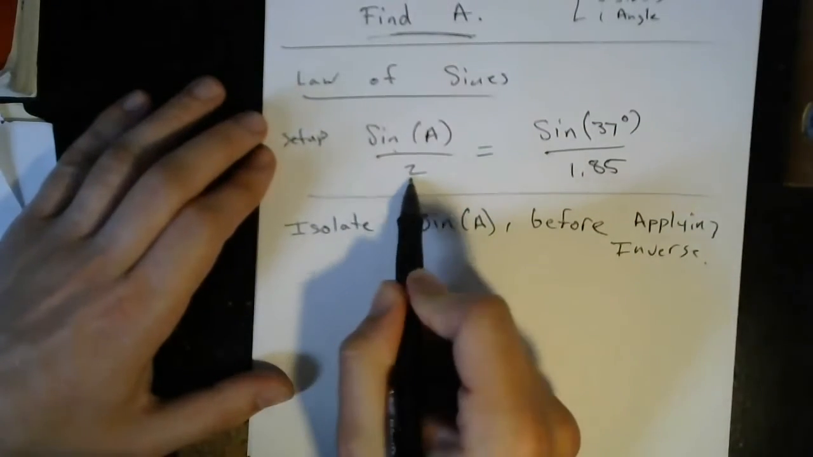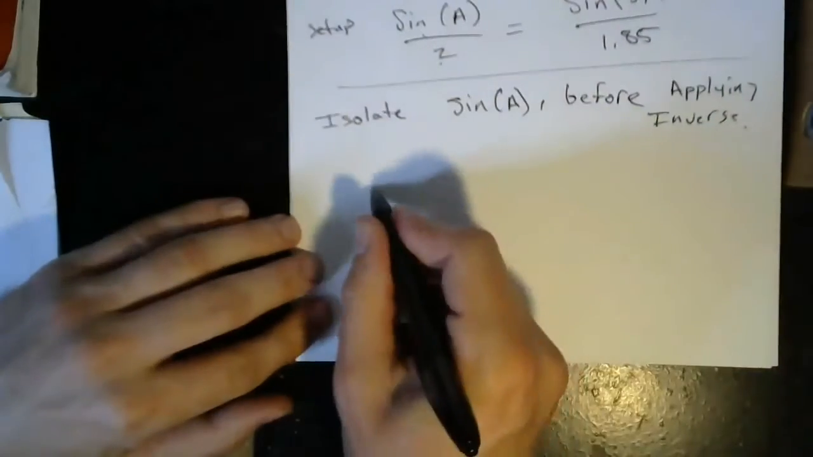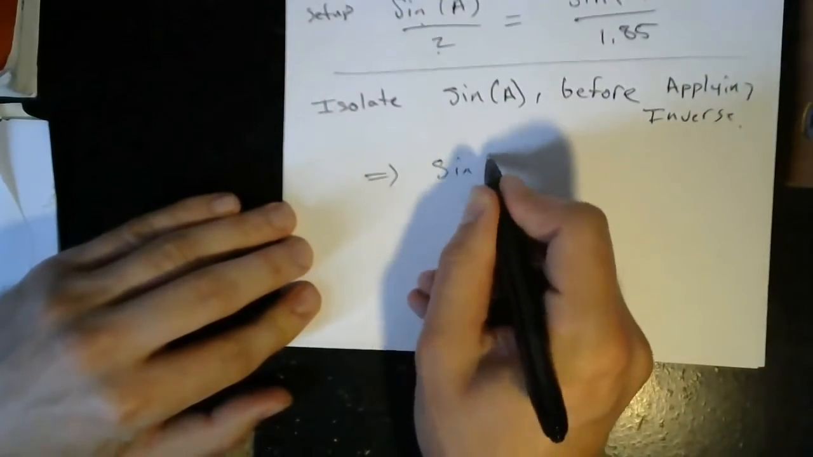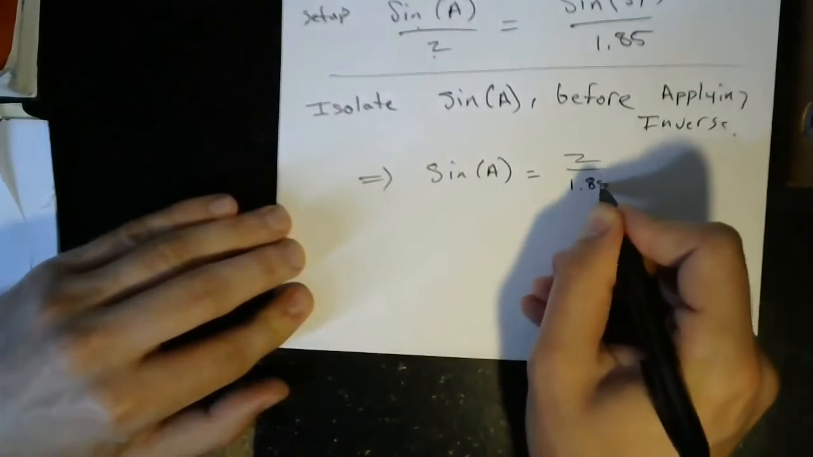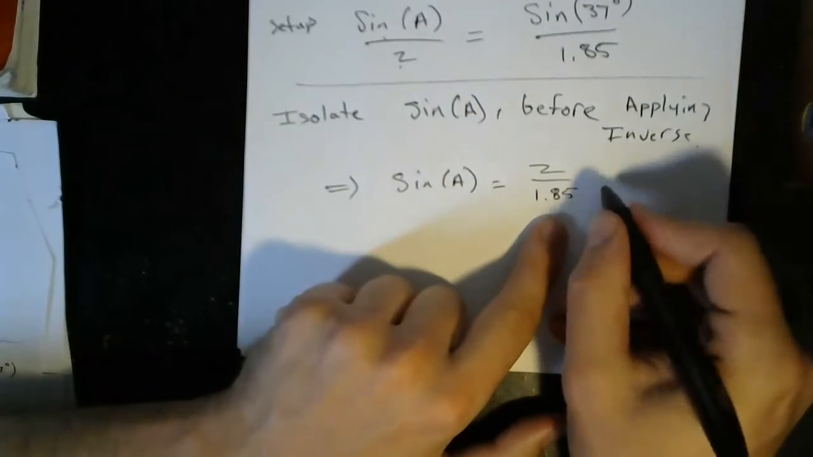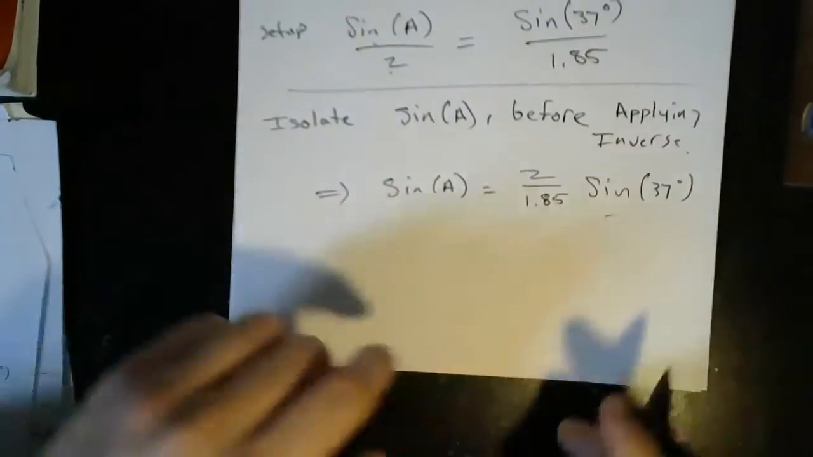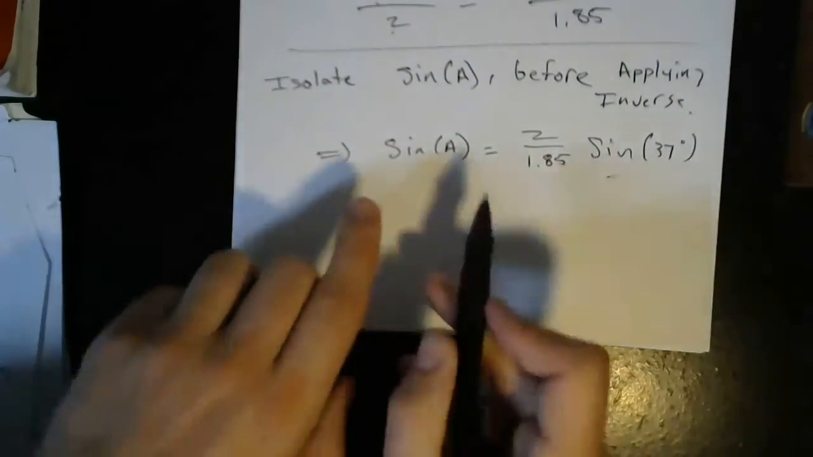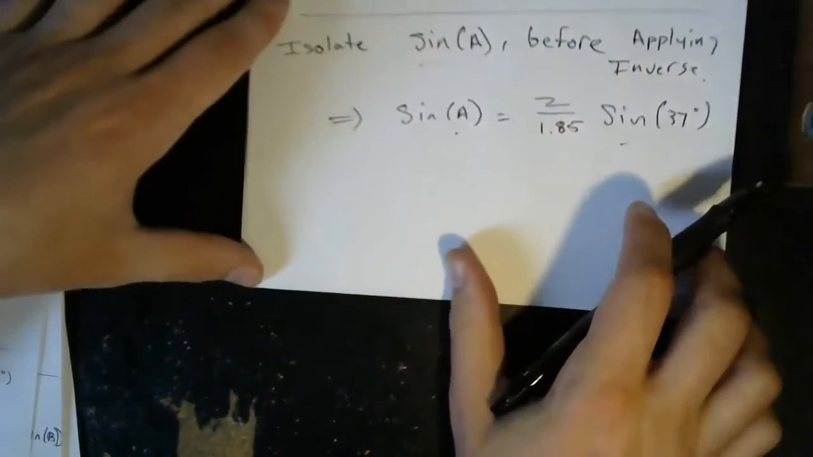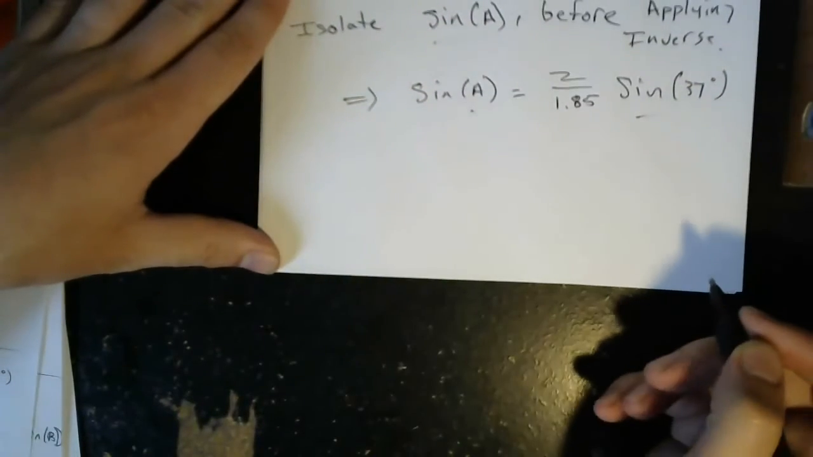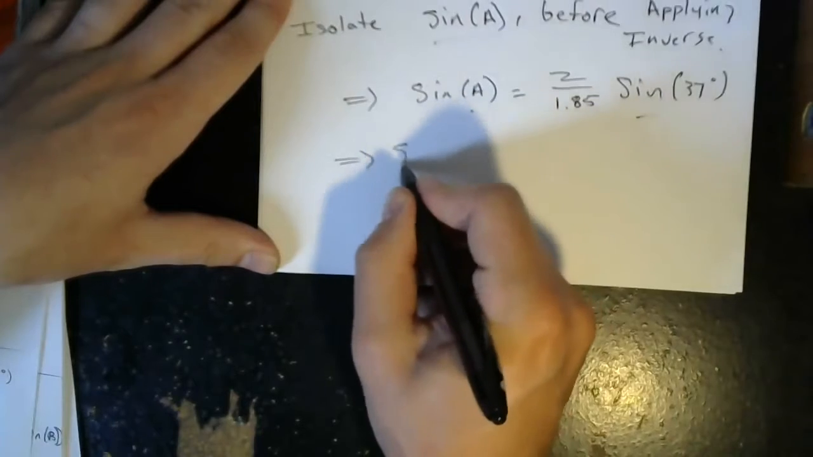In this case, it's very simple. We just have this 2 down here we don't want, so multiply both sides by 2, right? So we get sine A is equal to 2 over 1.85 times sine of 37. That is also just some number. Now we have this by itself. Now we can apply the inverse. We do sine inverse of both sides.